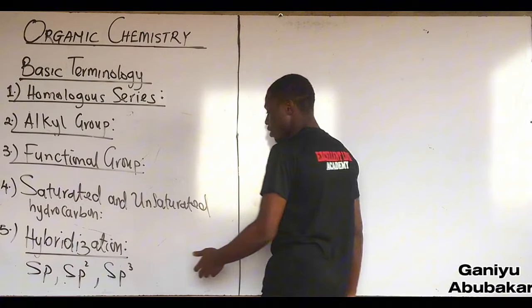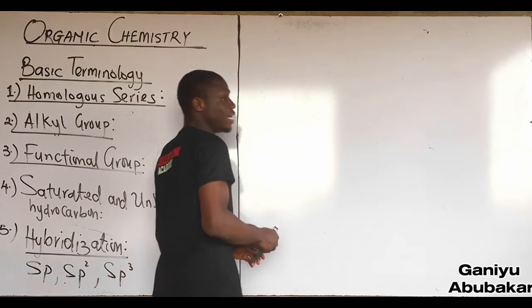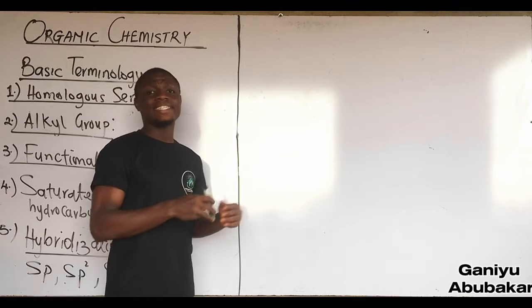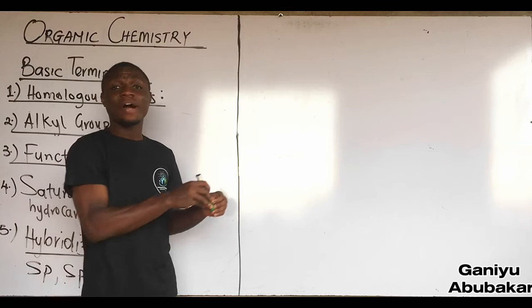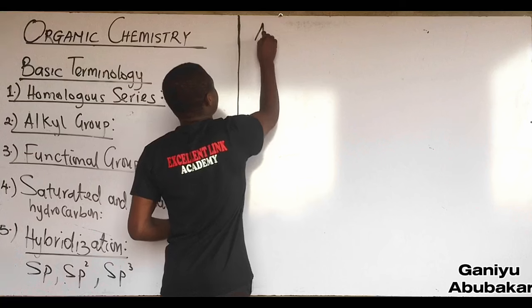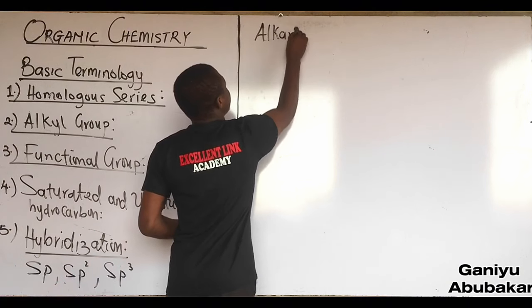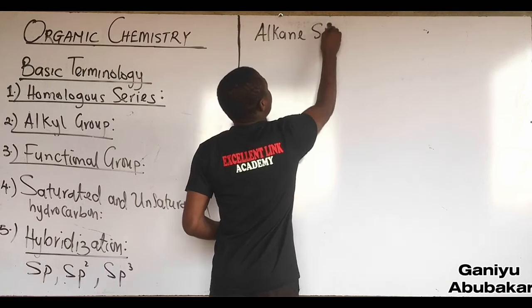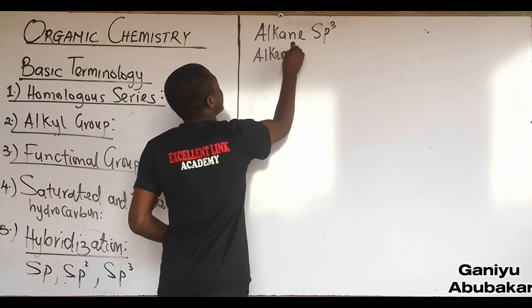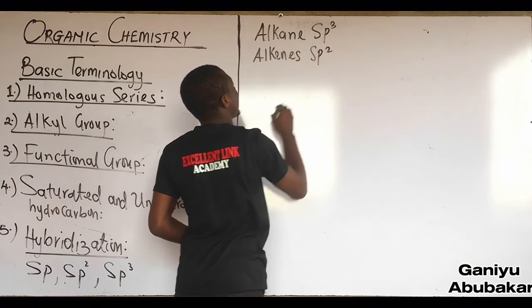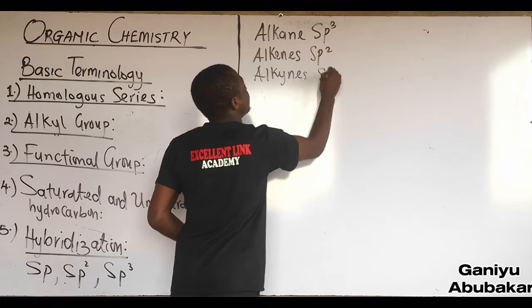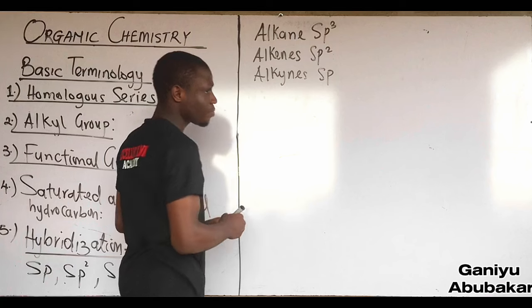Hybrid orbital, right? So it's important to note that the alkanes are sp3 hybridized, the alkenes are sp2 hybridized, and the alkynes are sp hybridized. So I'm saying that the alkanes are sp3 hybridized, the alkenes are sp2 hybridized, and the alkynes are sp hybridized.